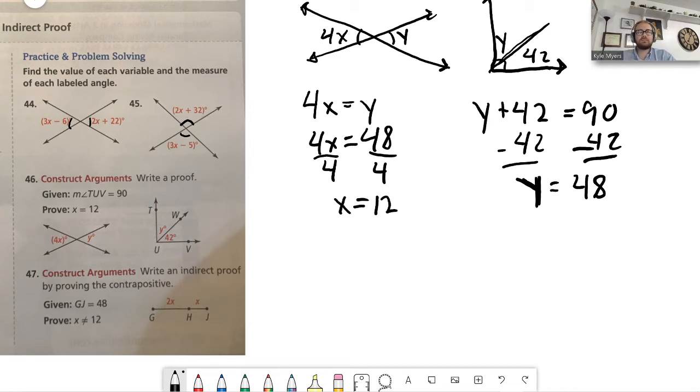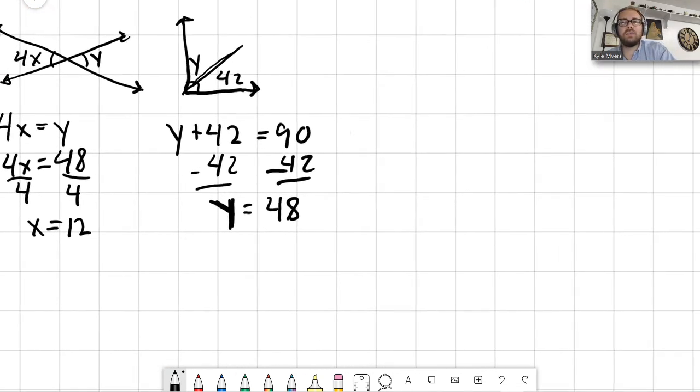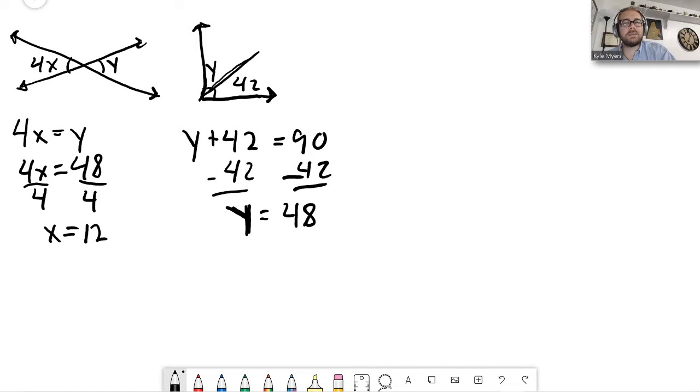That is true. Okay. So in order to actually write the proof for this, I'm going to move this over, and we'll do our statements and reasons over here.